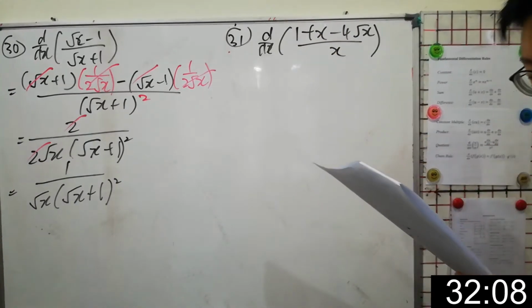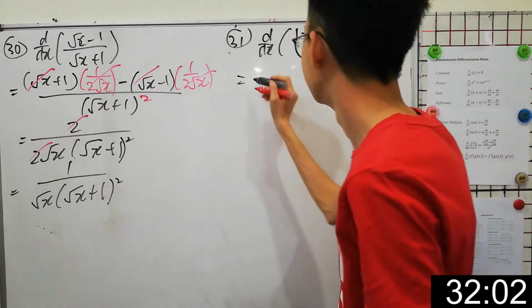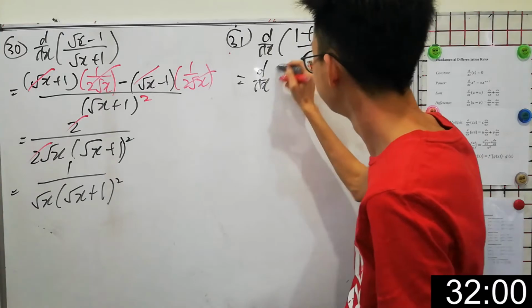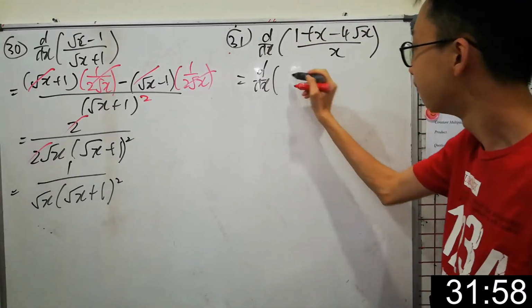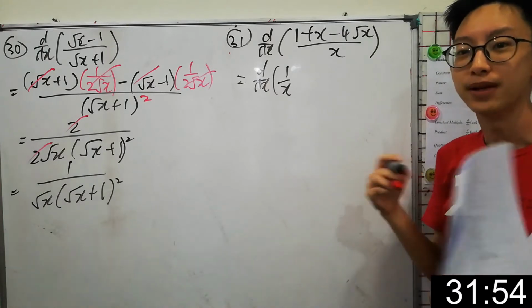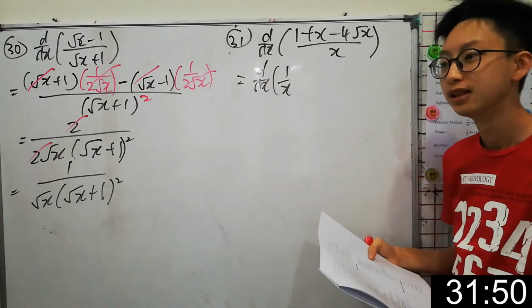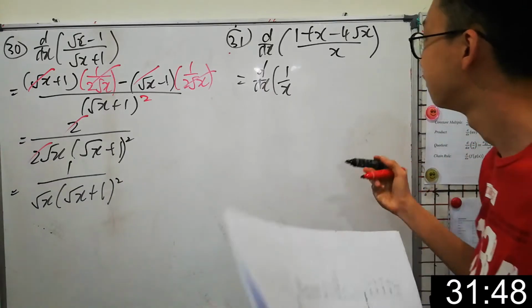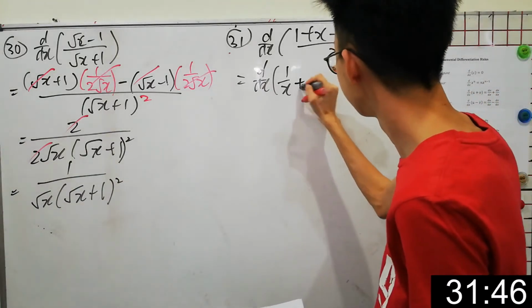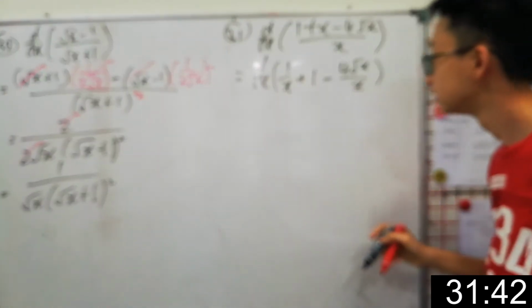Again, you can just simplify it. I don't want to do a quotient rule for this one. I just do whatever you like. Math is like this. You have tons of methods, you have many solutions, but you usually only have one answer. But you can have different approaches, different methods. Then plus with 1 minus 4 square root x over x.